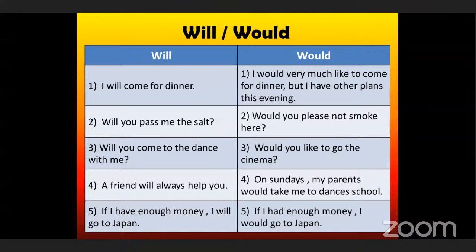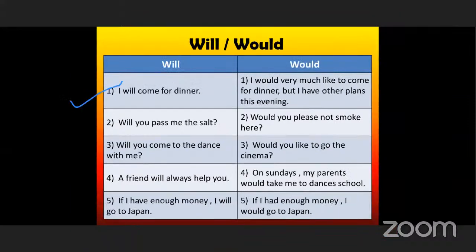Now, first example is: I will come for dinner. Now, this event is in the future tense. In future, he is going to come for dinner. So, which modal auxiliary is used here? Will is used. So when you are talking about any event in future, use the modal auxiliary will.